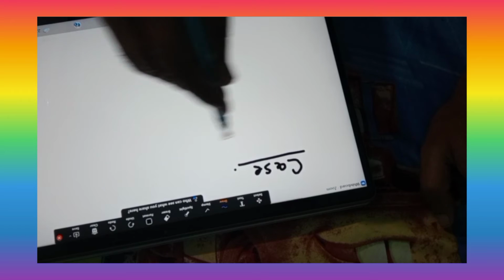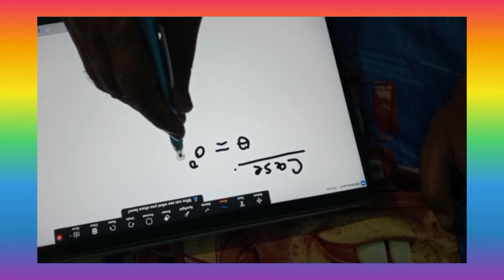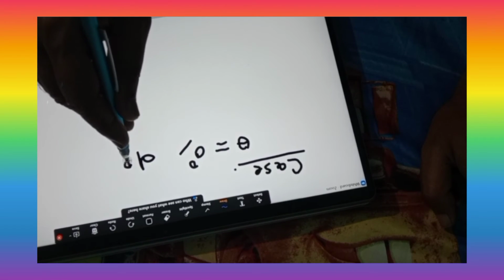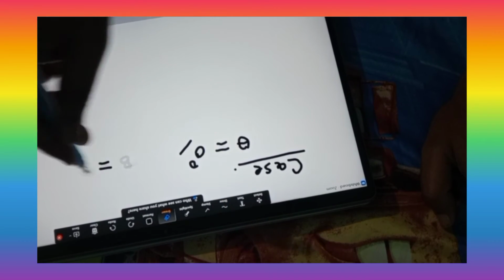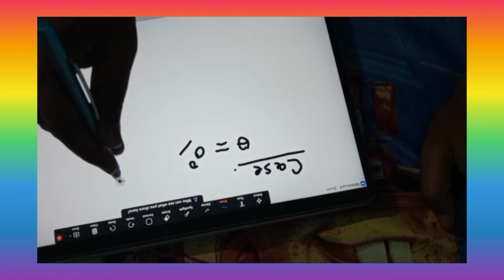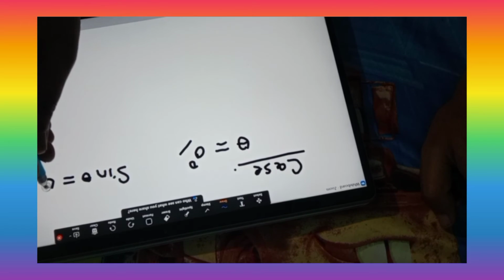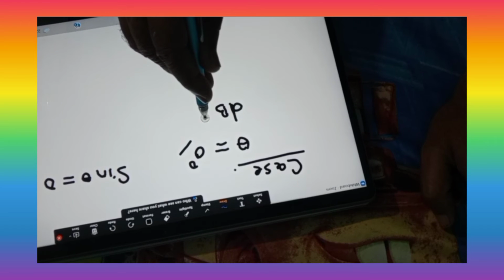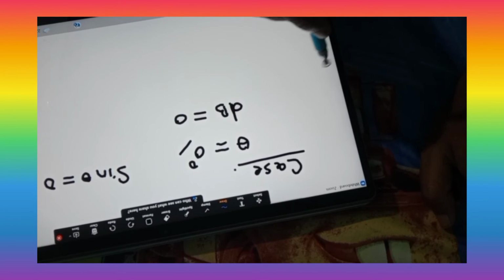First case: when theta is equal to 0 degree, what is the magnetic field? If theta is 0 degree, then sin theta will be 0. Yes, sin theta will be 0, and the value of the magnetic field will also be 0. This is one case.